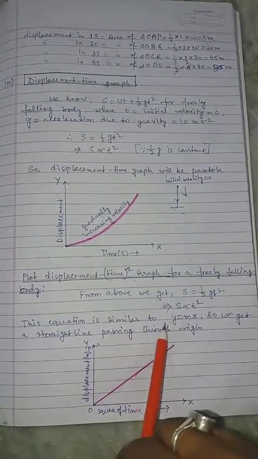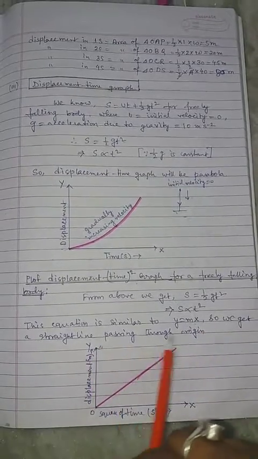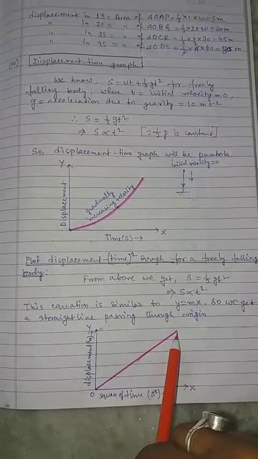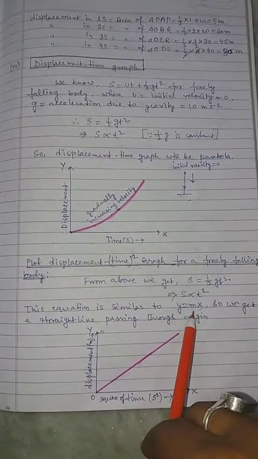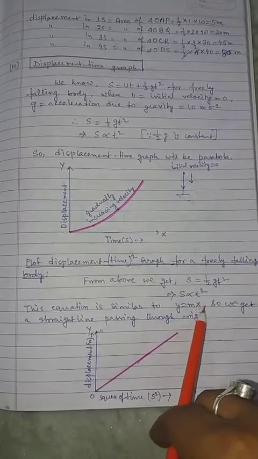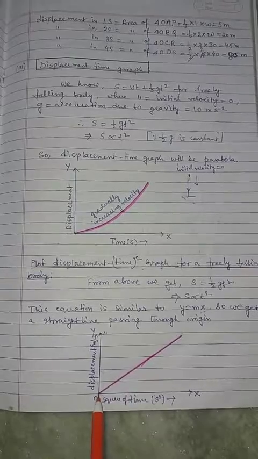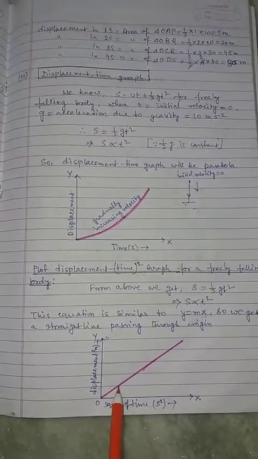This equation is similar to y equals mx. So we get a straight line passing through the origin. We discuss y equals mx on the next page. If the equation y equals mx is considered, then the line always starts from the origin and will be a straight line with a fixed inclination.